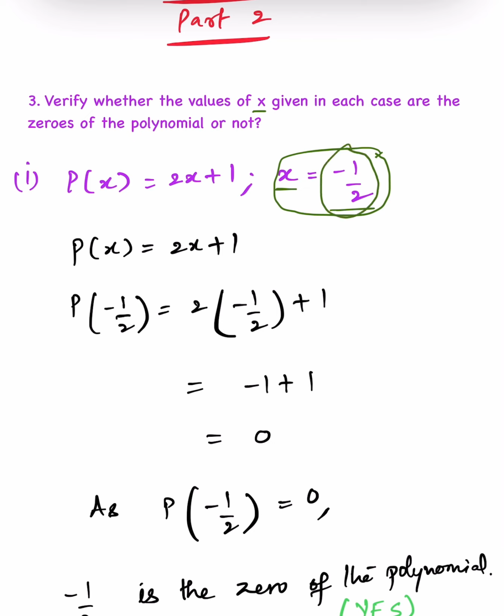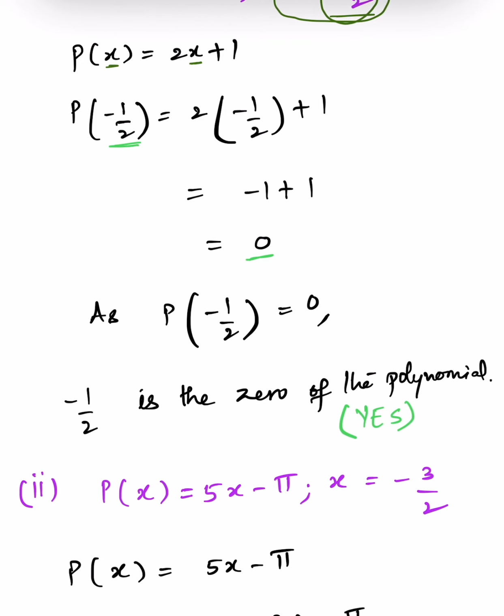P of minus 1 by 2 equal to, we have to substitute minus 1 by 2 in the place of x in the given polynomial. So p of minus 1 by 2 equal to 2 into minus 1 by 2 plus 1. So 2 cancelled, minus 1 plus 1 equal to 0. So p of minus 1 by 2 equal to 0. So if this is 0, then we can call minus 1 by 2 as the zero of the polynomial. So the given value of x is the zero of the polynomial. So it is a yes.